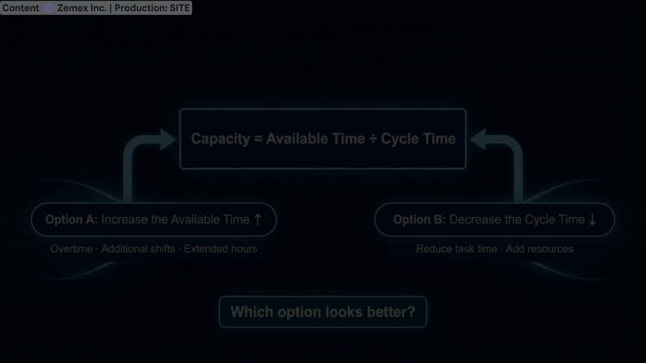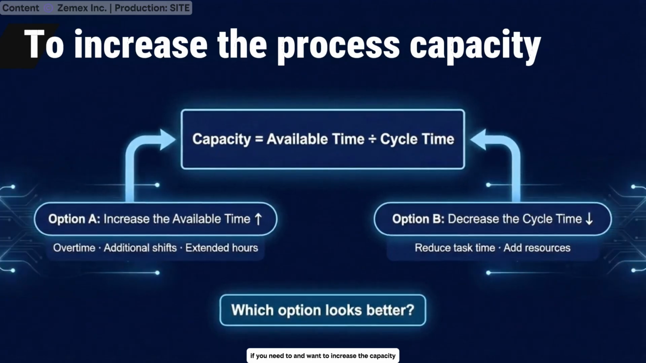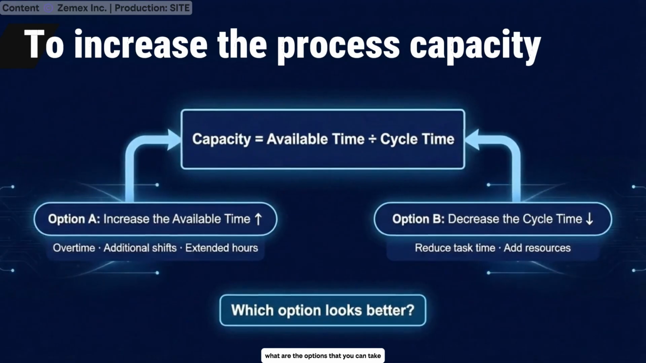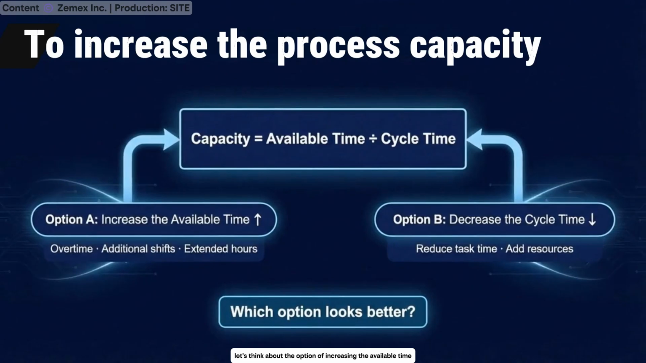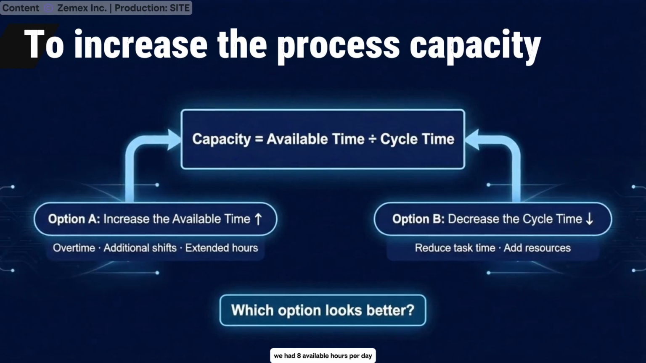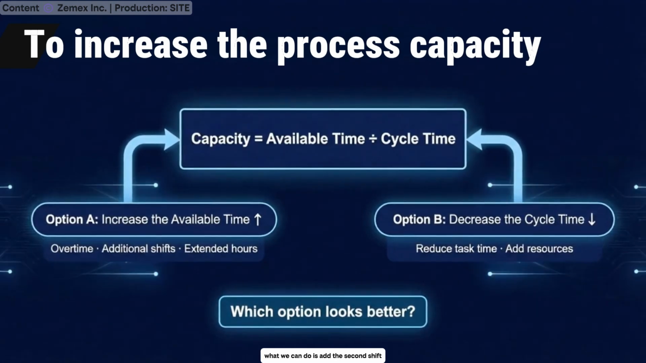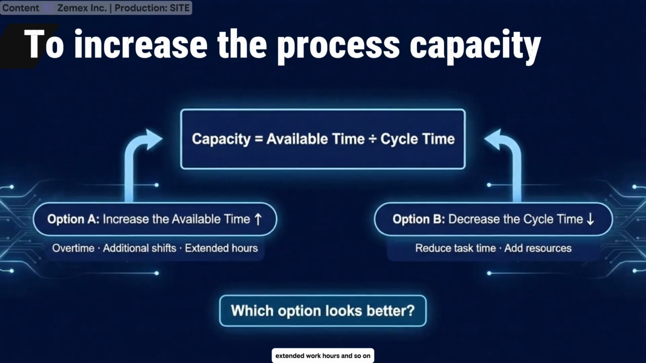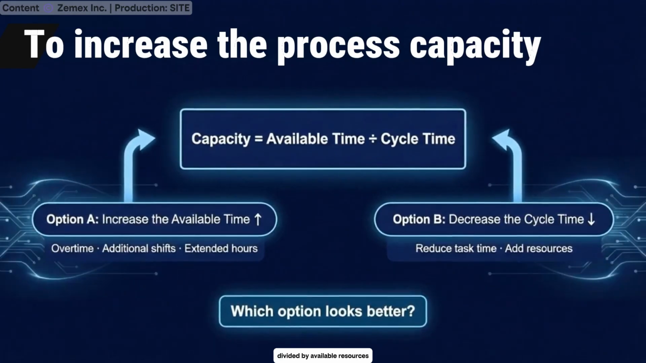Isn't it? Now, let's think about the idea of increasing capacity. If you need to and want to increase the capacity, what are the options that you can take? As you can see, either you should increase the available time or decrease the cycle time. Let's think about the option of increasing the available time. From the previous example, we had 8 available hours per day. So, how do we increase the available hours? We all have 24 hours per day. In the real world, what we can do is add a second shift, extend work hours, and so on, or reduce the cycle time. However, as we discussed, the cycle time is determined by task time divided by available resources, as you can see in the next slide.